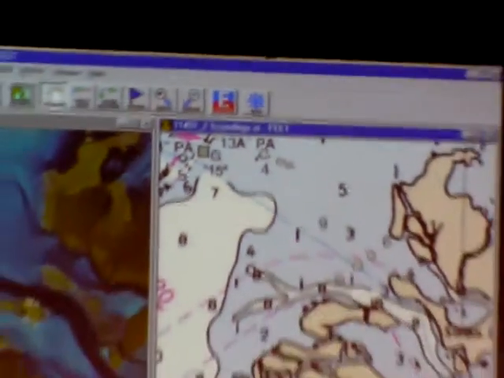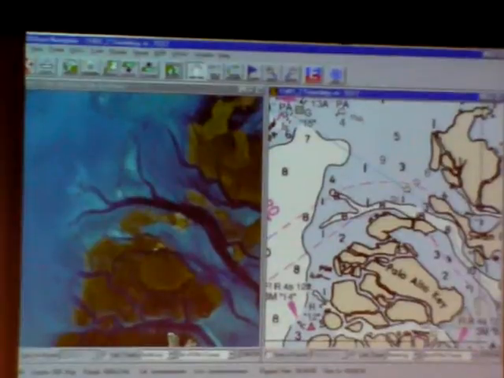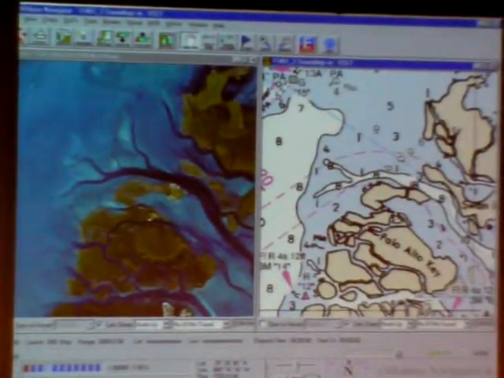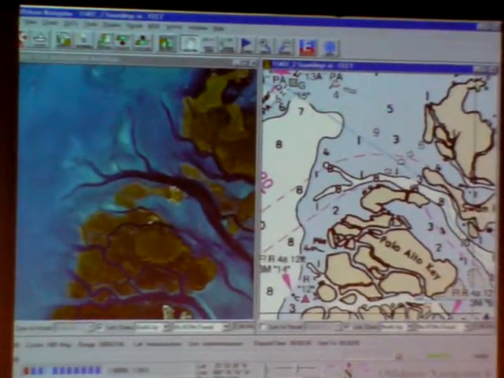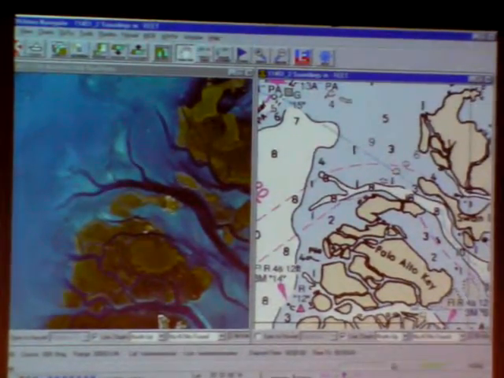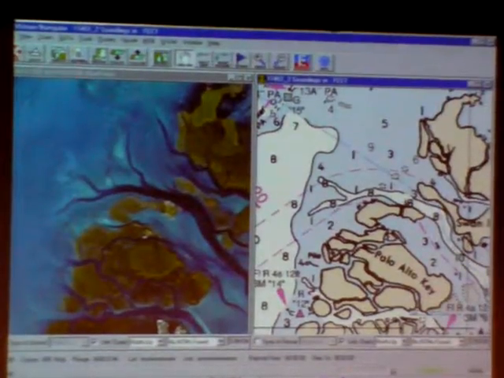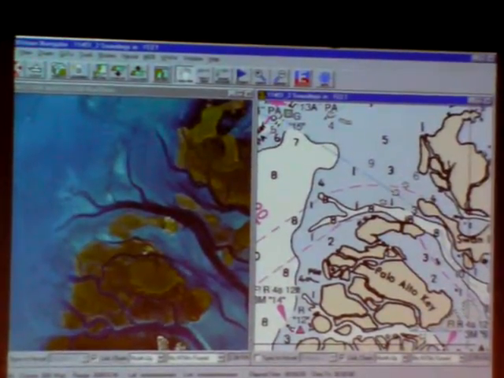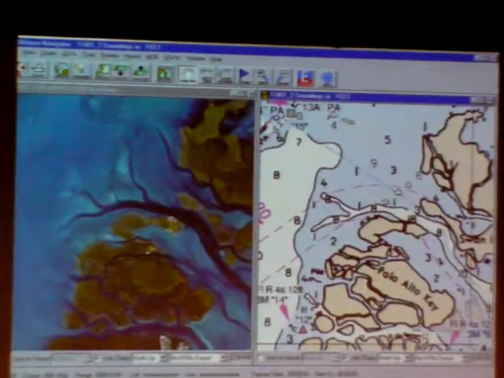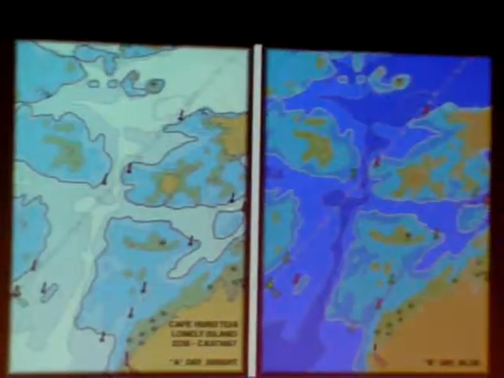The current color scheme used in paper charts was developed hundreds of years ago. On the right-hand side, the deep water is shown as a white color. The shallow water is shown as blue. In reality, from an aerial photograph of exactly the same area, the color scheme is reversed. I don't think there's anyone in this auditorium who could not tell me on the left-hand side which is the deep water and which is the shallow water, regardless of knowing the exact depths.